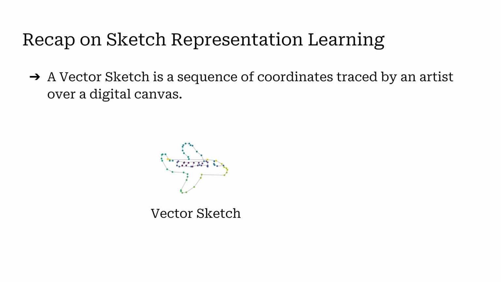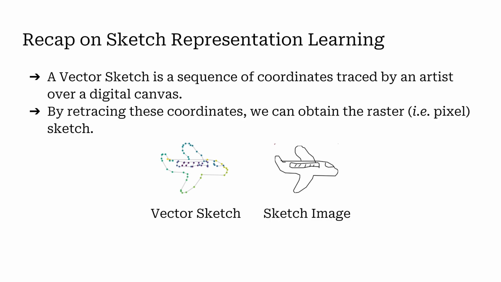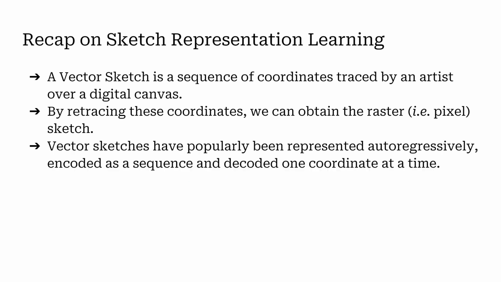A vector sketch is a sequence of coordinates traced by an artist over a digital canvas. By retracing these coordinates one by one, we can obtain the raster, that is pixel equivalent, of the corresponding vector sketch. Popularly, vector sketches have been represented autoregressively, as they can be encoded as a sequence of coordinates and decoded one coordinate at a time.